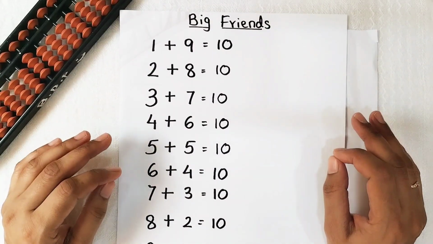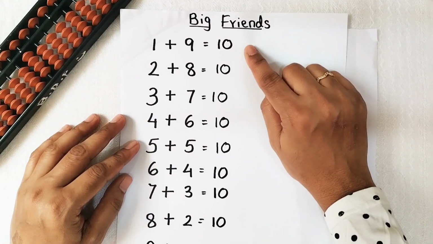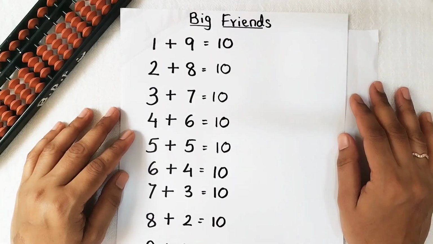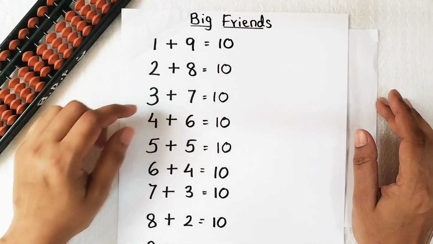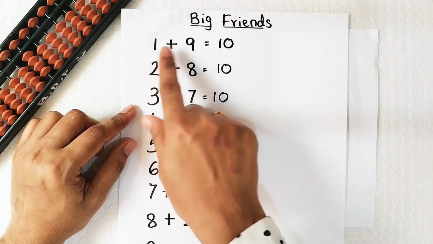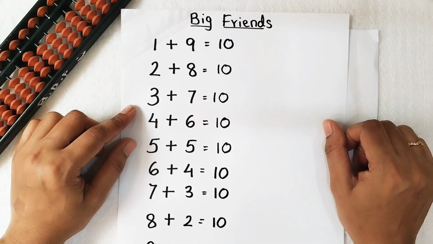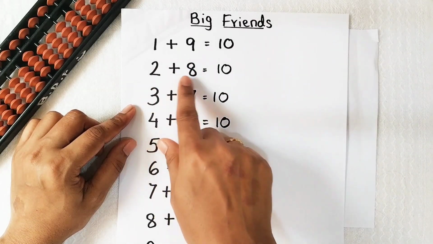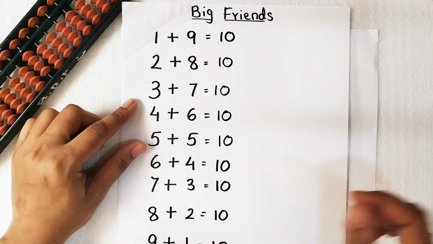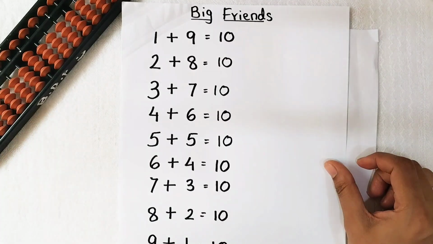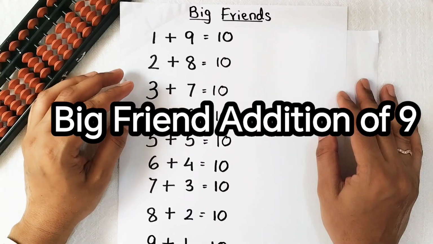Always remember, in big friends, who is the boss? 10 is the boss. So 10 is the boss number in big friends. So I can also say 1 and 9 are friends. 1 is the friend of 9 and 9 is the friend of 1. Same way, 2 plus 8 is 10, so 8 plus 2 is also 10. Today we are going to learn big friend addition of 9.